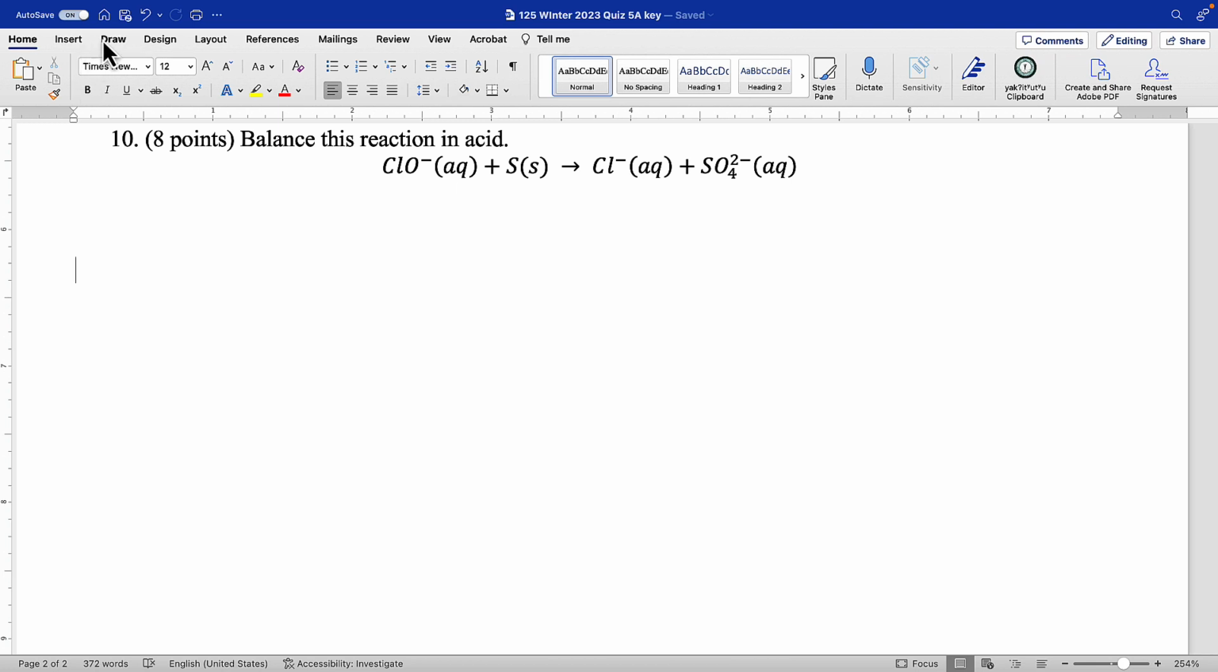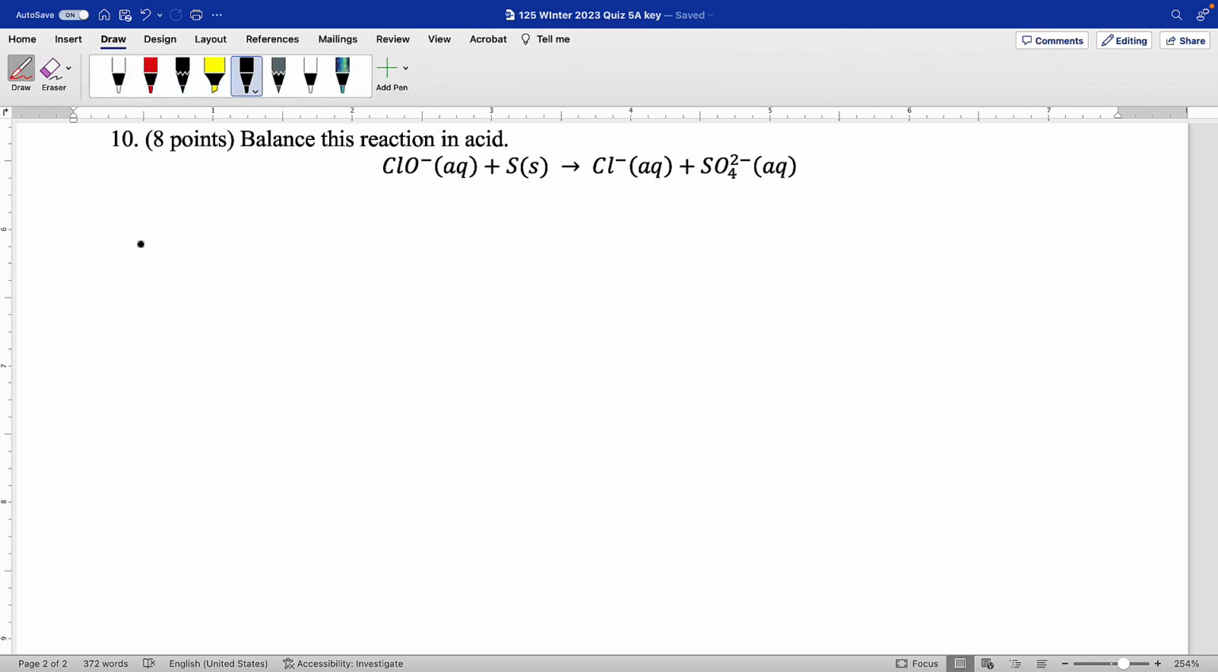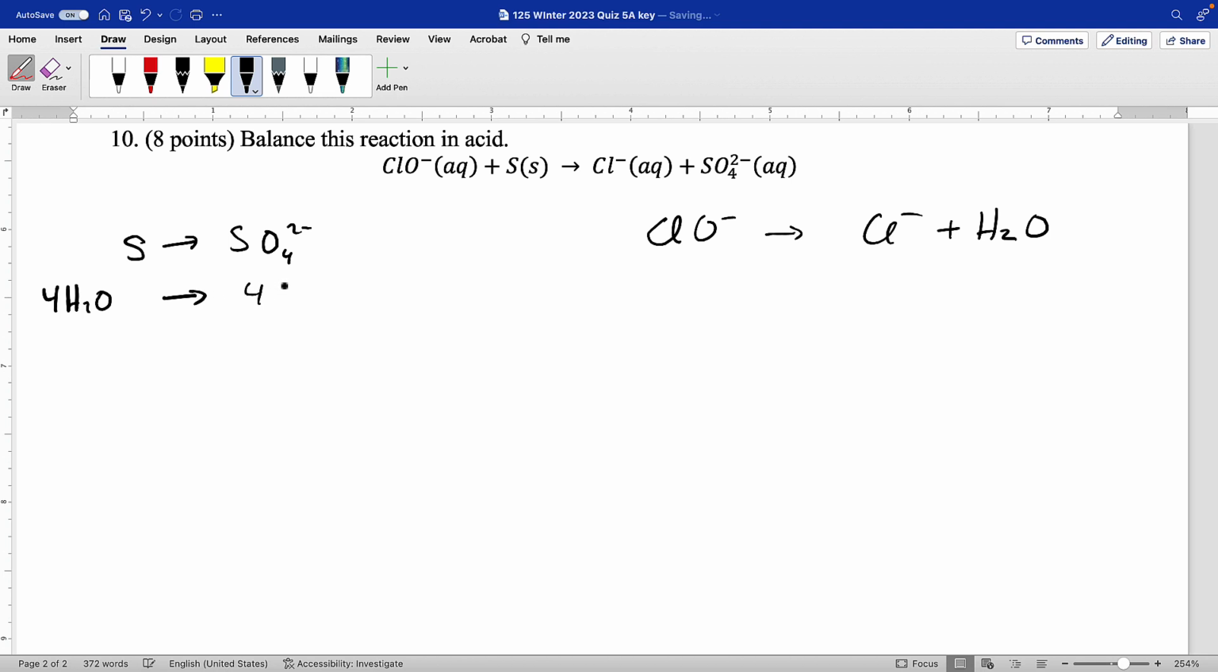We've got to split this into half cells. So we'll go ahead and split up our sulfur going to sulfate. And over here I'll have my hypochlorite going to chloride ion. And looking at this, we can see that we need some oxygens on the left, so I'll put 4 waters over here. And I need some oxygens over here, so I'll put a water. And then looking at this, I've got 8 hydrogens on the left, nothing on the right, so I'll put 8H plus. Wow, I keep doing that. 8H plus. And now I'm going to do the same thing over here. I've got 2 hydrogens, so I better put 2 hydrogens over here.